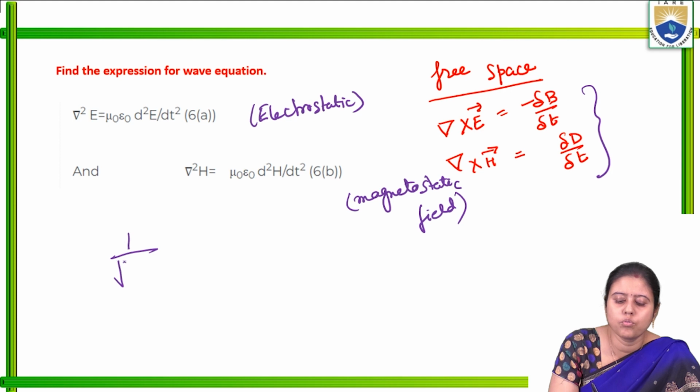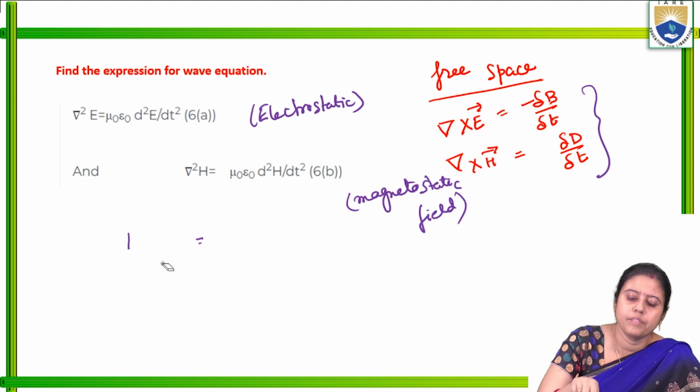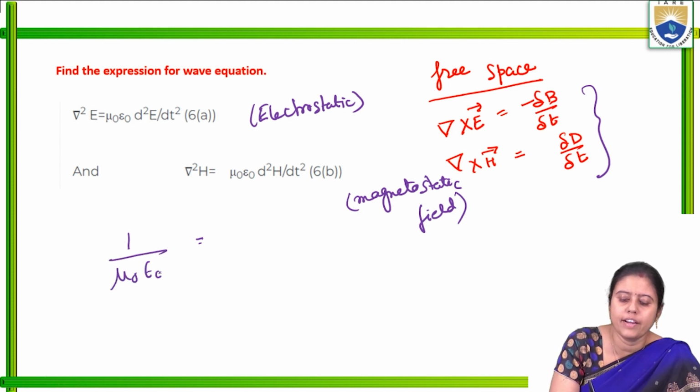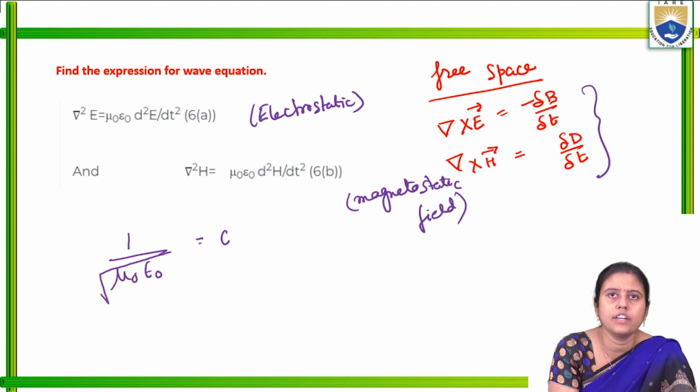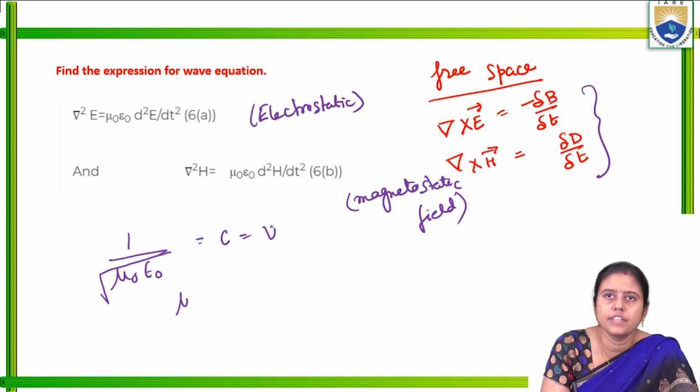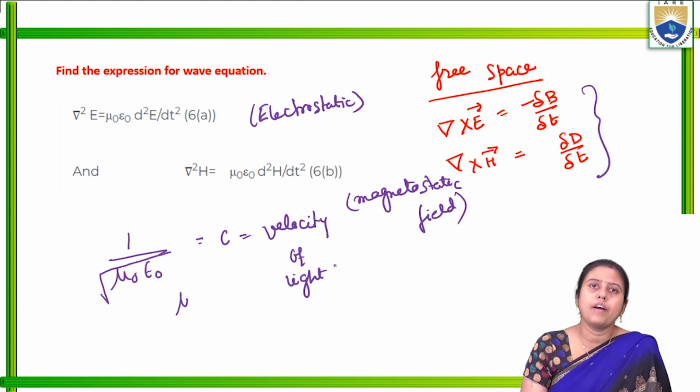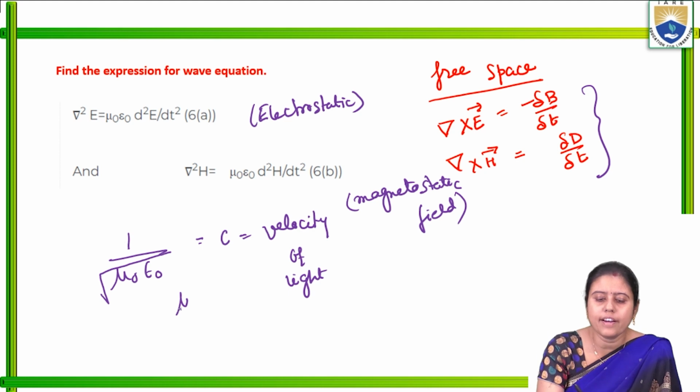Again, 1 by square root of mu naught epsilon naught is nothing but the C. So what is C? C is the velocity or the speed of light, which is equal to 3 into 10 to the power 8 meter per second. So we can write it like this.